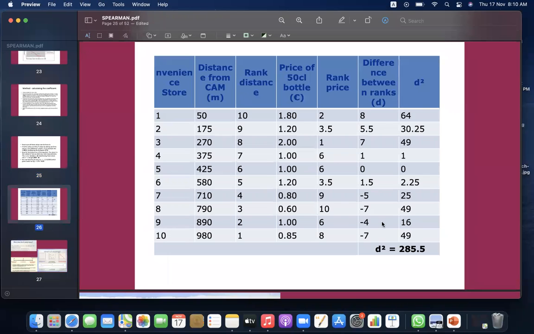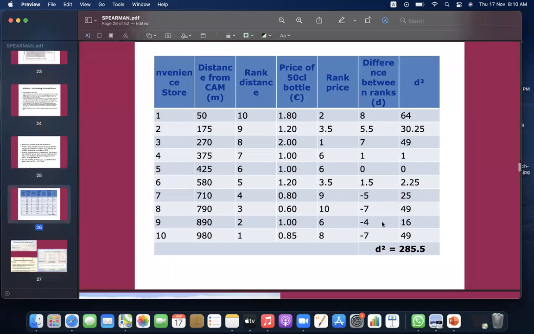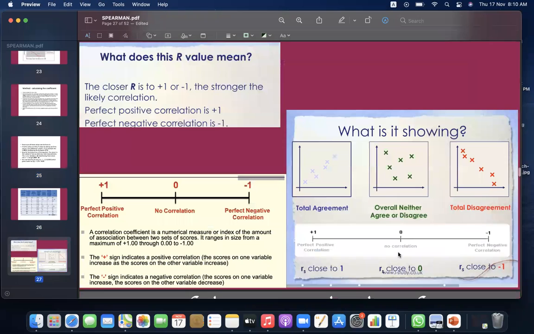So here, after finding this D square, we have to compute all the values in the formula that I've already described. And then after this, you get this answer of minus 0.73.